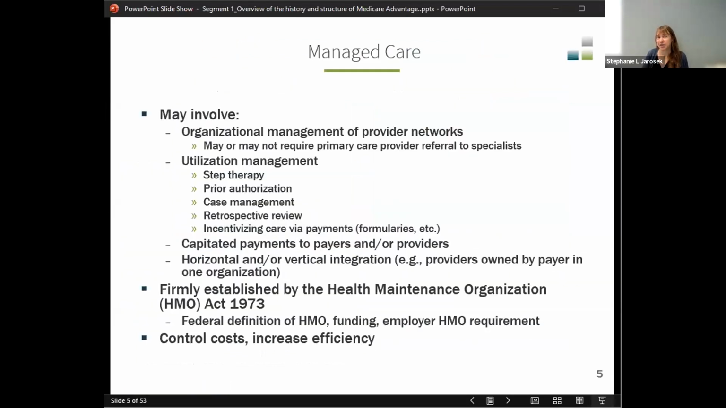Now, managed care is a little bit different than that setup that I've talked about with the original Medicare. Managed care typically is an organization that manages provider networks. So they contract with providers to say, will you provide care to anyone that is a beneficiary of mine? They may require that person, the beneficiary, to see a primary care provider in order to get a referral to a specialist. That's not always true of managed care, but that is the way that many of them are designed.